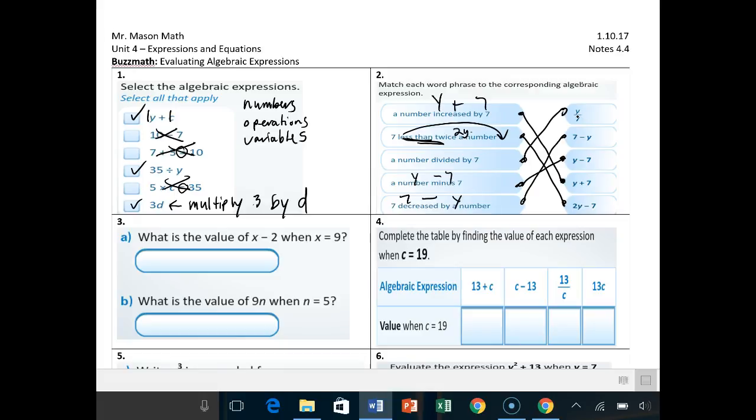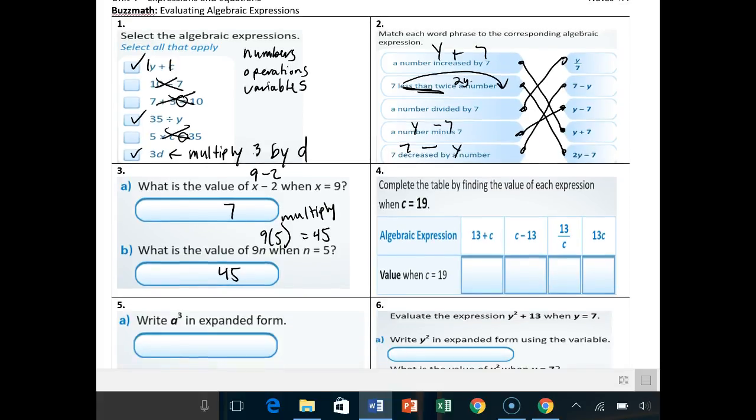All right, number 3, what is the value of x minus 2 when x is 9? Simply plug in, you're just doing 9 minus 2, so that's 7. What is the value of 9n when n is 5? Remember, it's 9 parentheses 5, that is not 95, that's equal to 45. You need to multiply when you have a number right next to a parentheses, 45. Pause the video and do number 3.